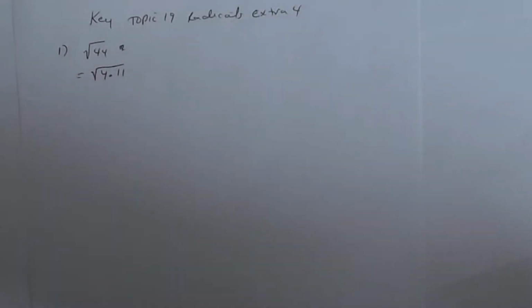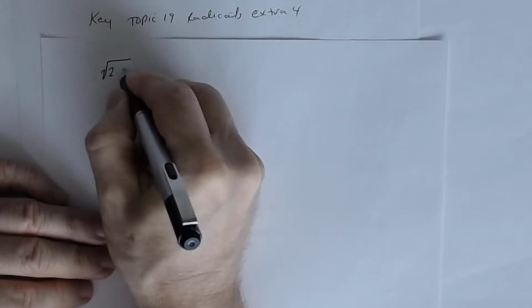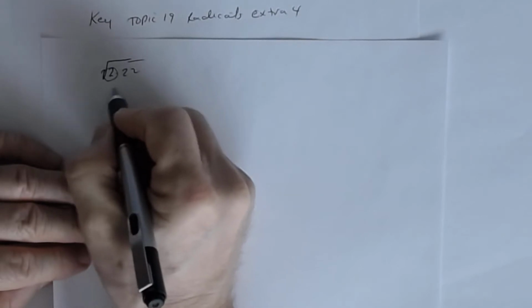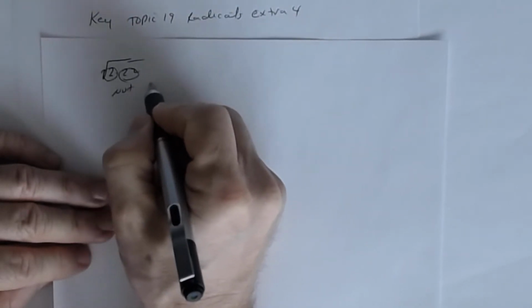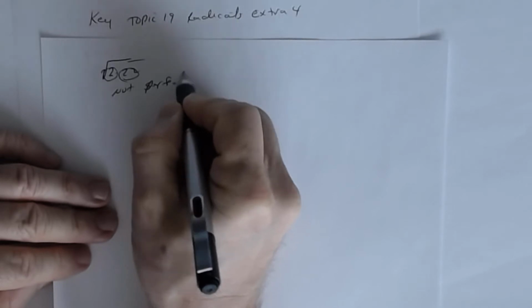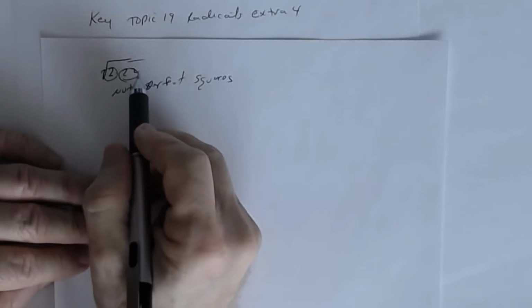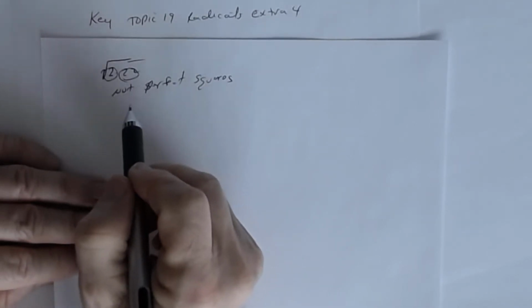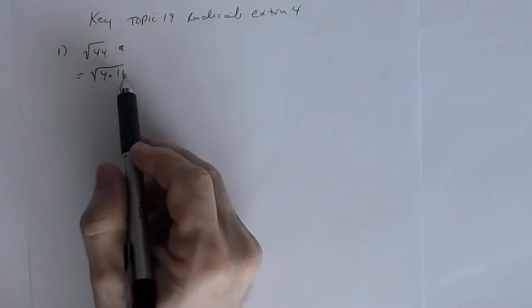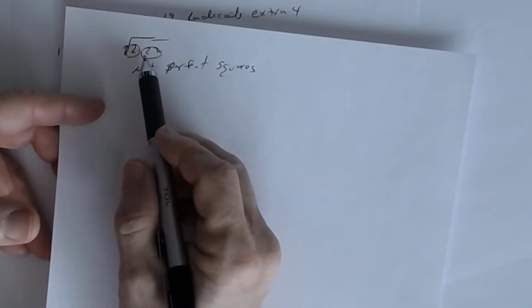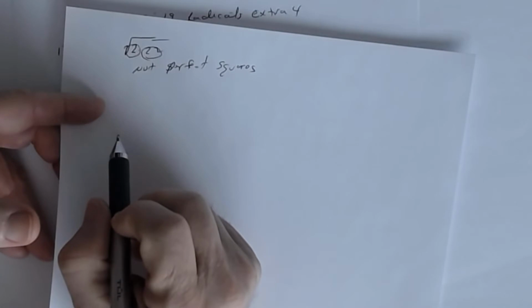Let me remind you, you don't want to say the square root of 2 times 22. You don't want to do that because 2 is not a perfect square and 22 is not a perfect square, so that's not going to help you at all. You can use that and go further, but then that becomes more complicated. To simplify the square root, you want to make one of those factors a perfect square. 2 times 22 is 44, but 2 is not a perfect square, nor is 22.